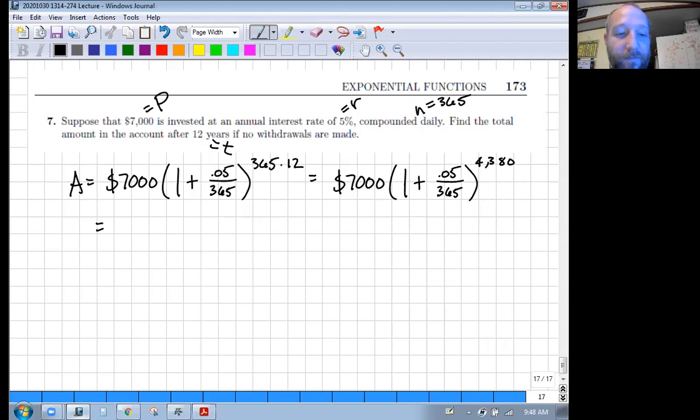Now I raise that to the power of 4,380, and then multiply by 7,000. And we get $12,754.30. All right, so that's not bad. Only 5% interest, 12 years, we've gone from 7,000 to 12,700. We got what, 5,700 bucks by doing nothing, just by investing.